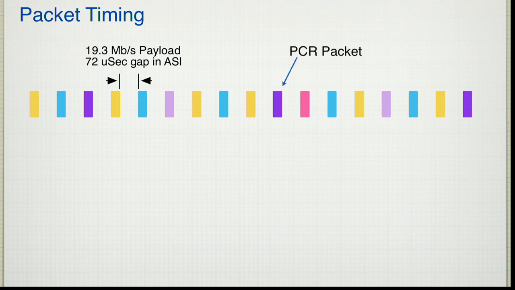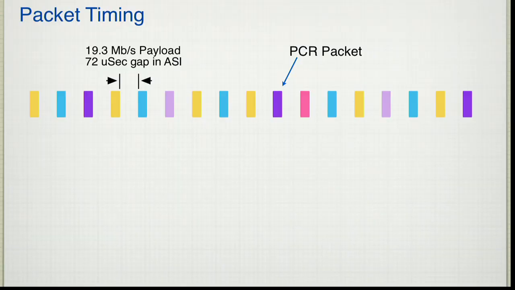Well, that means if we choose a packet, and here I've chosen a PCR packet, that's sort of a special case. The PCR packet carries the program clock reference. That's going to be used at the decoder to recover the proper timing of both the audio portion and the video portion of the signal. The accuracy of that extracted clock is very, very important, and it's influenced directly by how precisely that packet lands in the transport stream. Now, the specification allows it to be a little early and a little late.